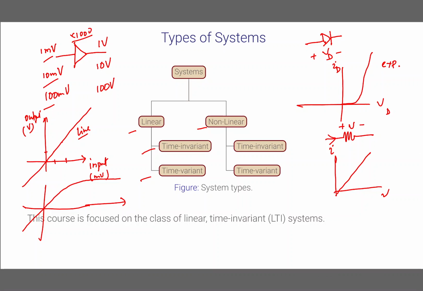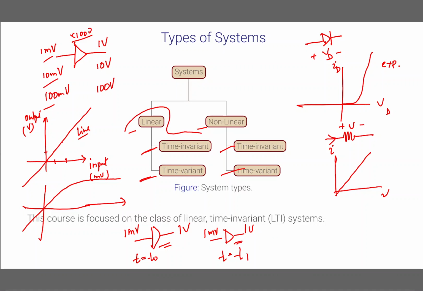So what is the meaning of this time variance? So what this means is, if you take this amplifier, it does not matter whether you apply this 1 millivolt today, t equals t naught, or tomorrow, t equals some other time. It will be the same amplification. So the system did not change with time. So it is time invariant. So there are time variant systems also. I will give examples later on. And in nonlinear systems also, time invariant and time variant systems are there. In this course, we will study linear time invariant systems. Those are called LTI systems, or linear time invariant systems. So I think now you understand the different types of systems and what an LTI system is.